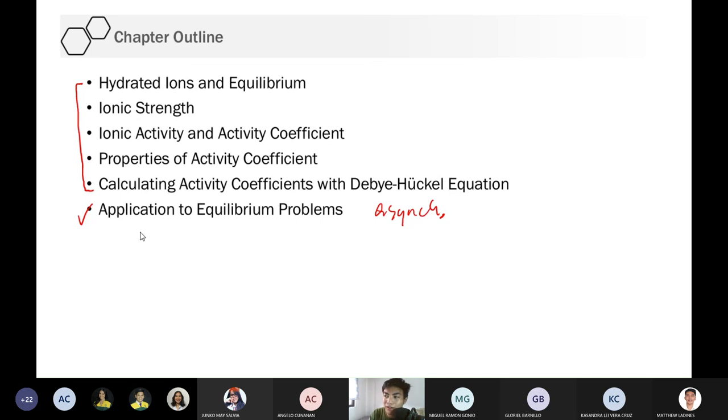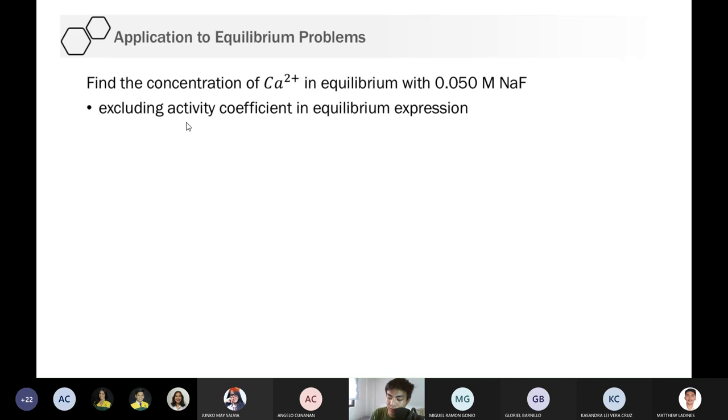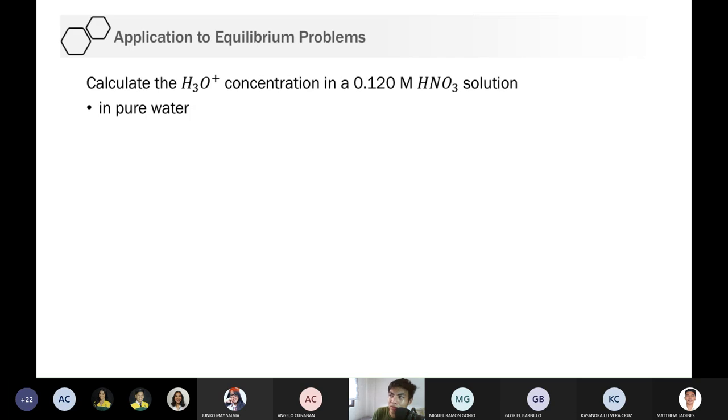Daming nangyari, no? And for next week, I will do an asynchronous discussion. So I will upload a video in which i-describe ko doon yung application ng problem na to with equilibrium problems. Okay. Papakita ko yung way na talaga sa pag-solve na. So I have some problems here. Ako na yung magsasagot nito. So I will compare the solubility of KSP in water and in diverse ion solution, the concentration of calcium in sodium fluoride with and without the activity, and then yung kay acid, no, in pure water and in a diverse ion solution. So makikita nyo magbabago yung mga concentration nila.